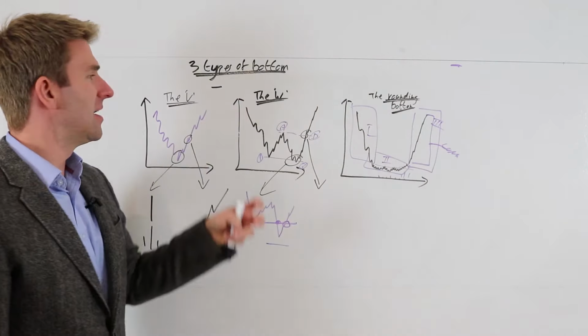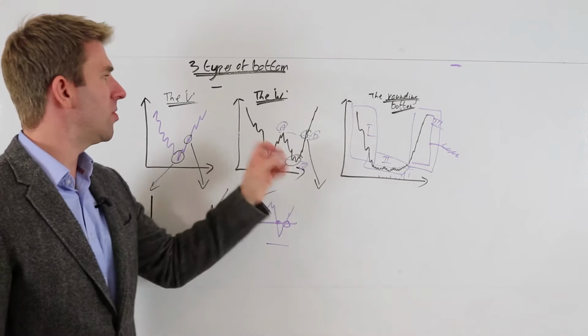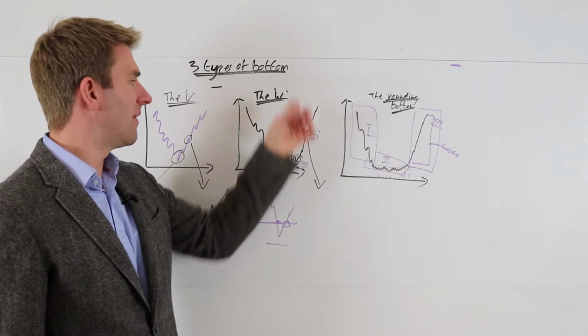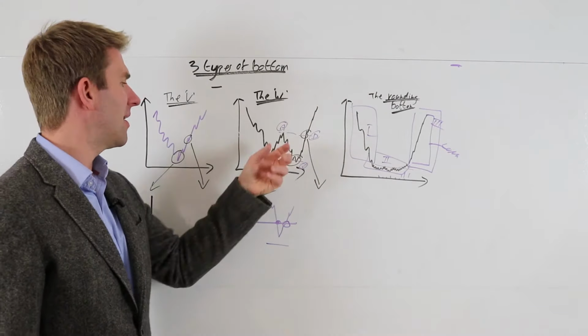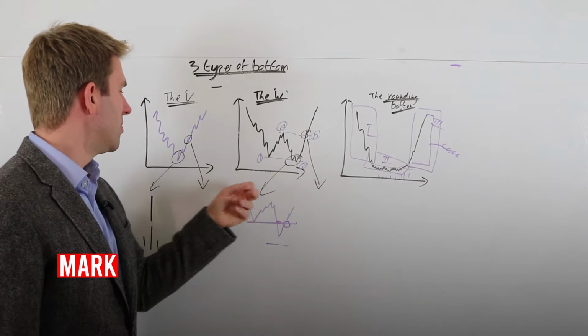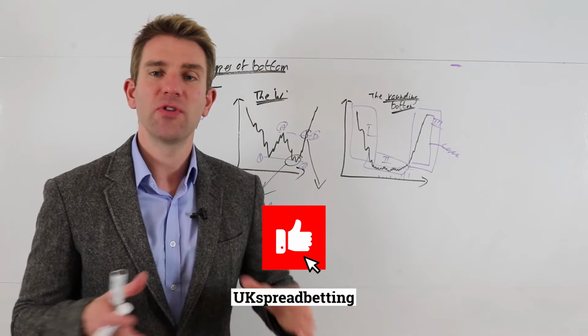So guys, those are, I think, the three most common types of bottom. You've got the V, you've got the W, and the rounding bottom. Of course, you've got variations. Sometimes the W might go a lot lower and then go higher. So you've got the lower low, higher high, or maybe you've got a higher low and a higher high. You might not get that kind of move there. Different variations, but broadly speaking, those are some good themes to work on.